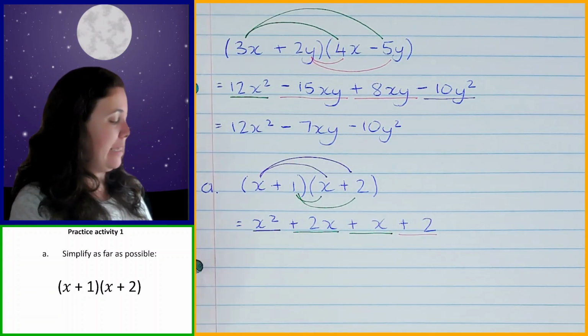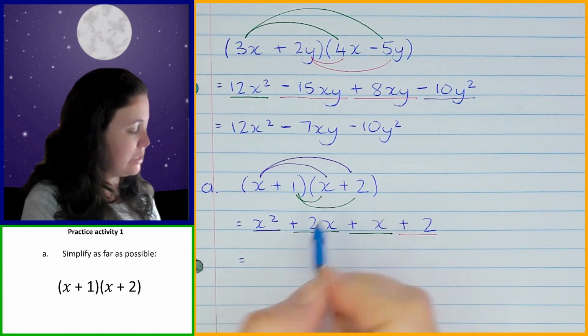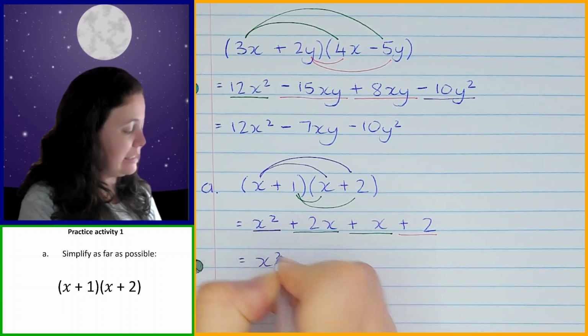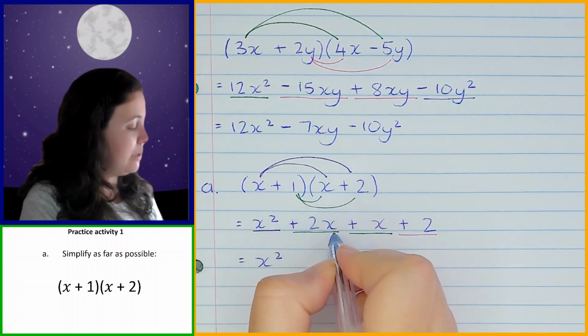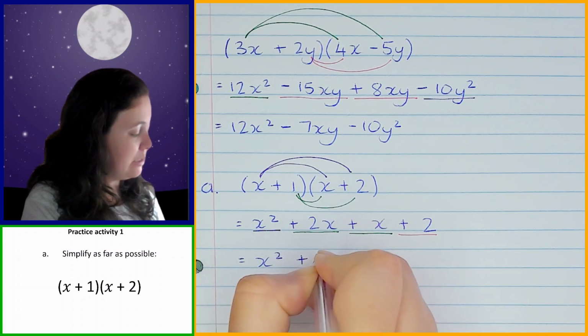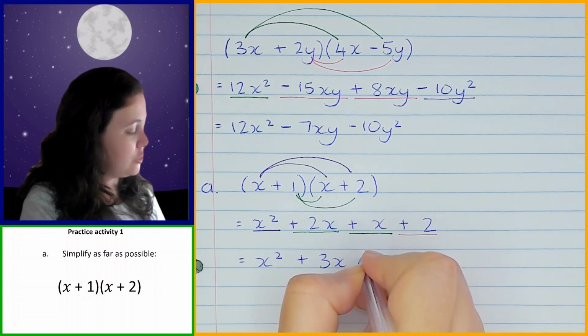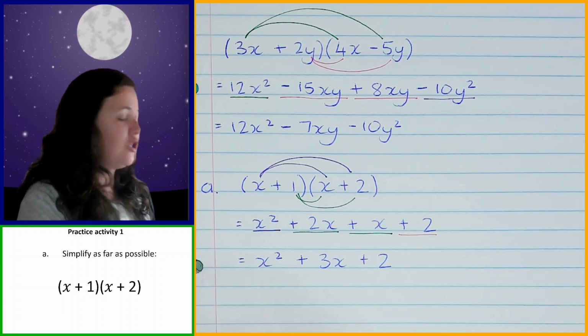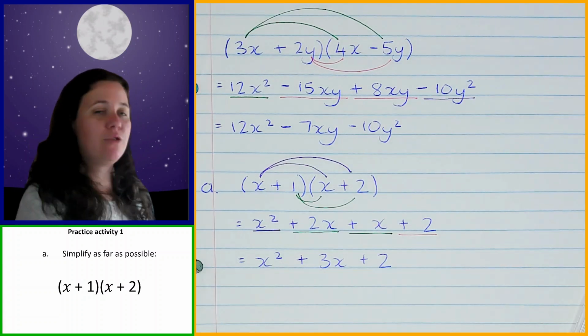So now I'm going to go and simplify this by combining those like terms. So I've got x squared, it's staying as it is because it didn't have any like terms. Then plus 2x and plus x gives me plus 3x, and then the plus 2 stays as it is as well. So that's what we should get for question A, x squared plus 3x plus 2.